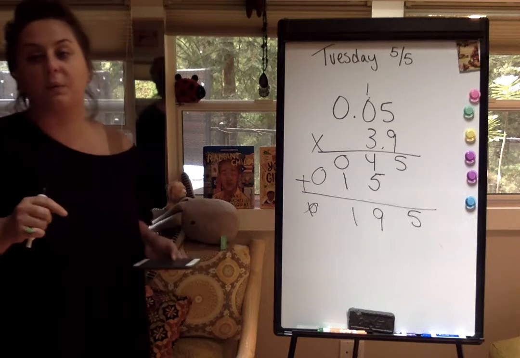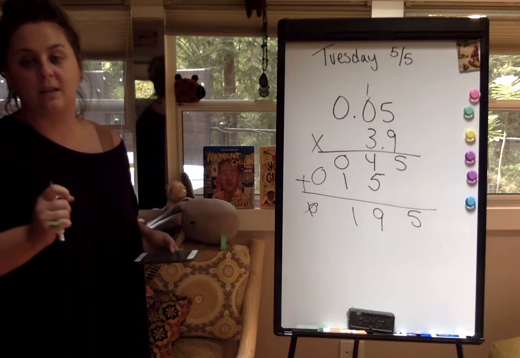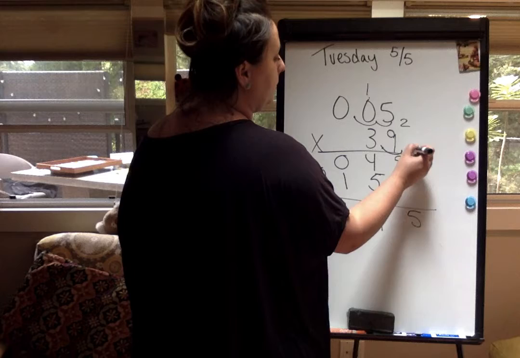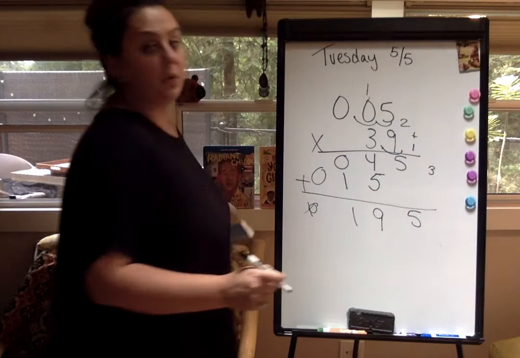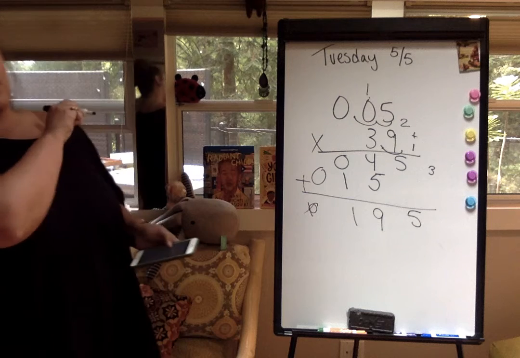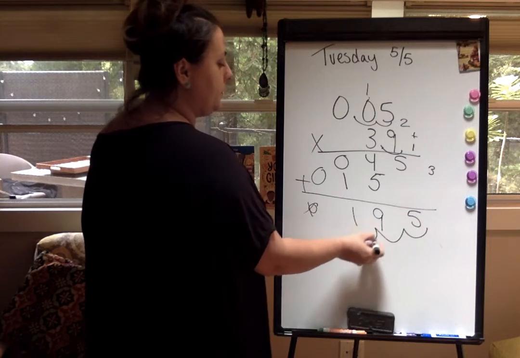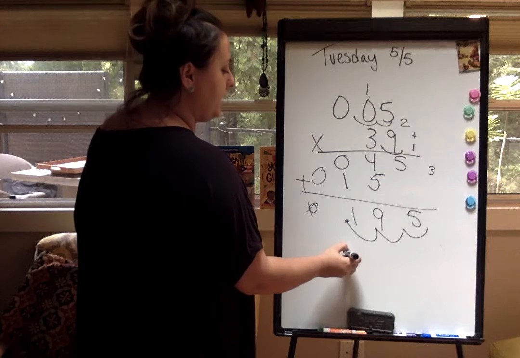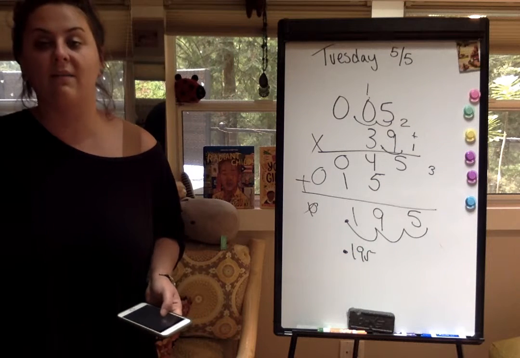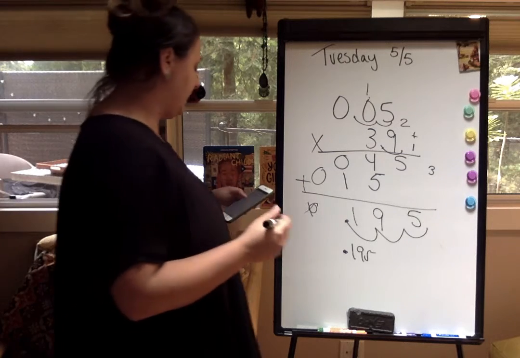Now we need to figure out where we're going to put the decimal point. So we're going to count all the spaces to the right of the decimal point. 2 and 1 for a total of 3. So you're going to start at the end of your whole number and count left that amount of spaces. 1, 2, 3. So your answer is 195 thousandths. You guys are probably pros at that by now.